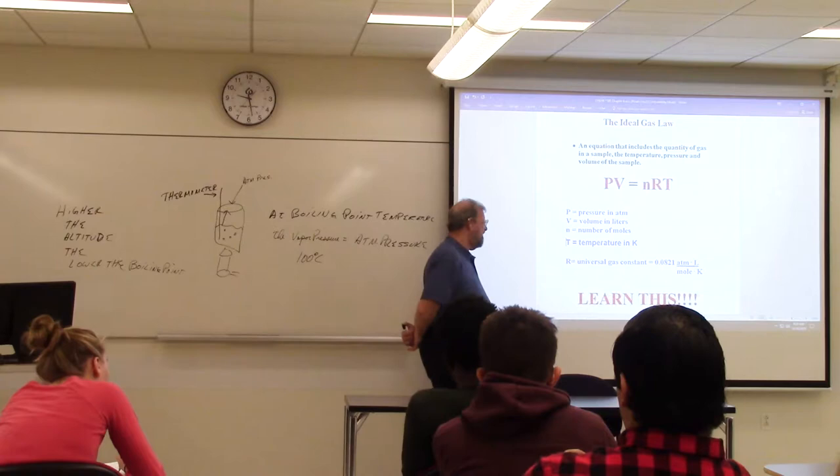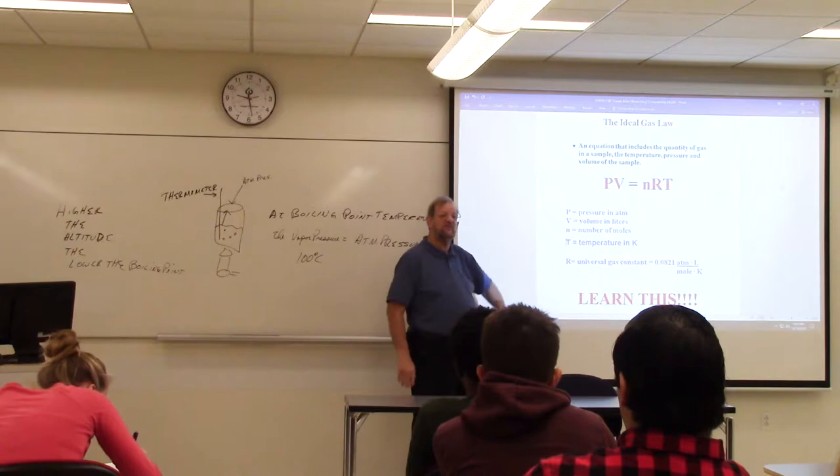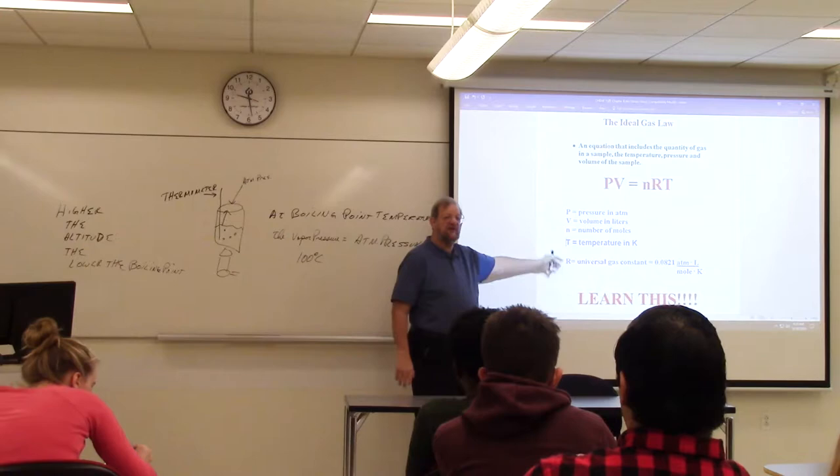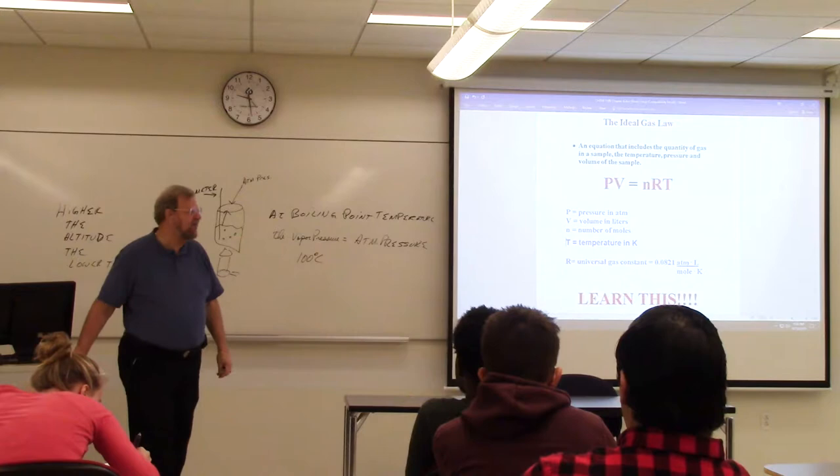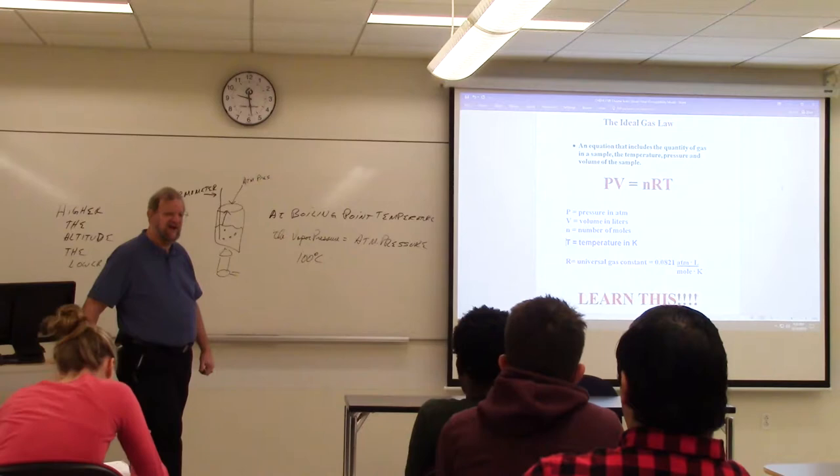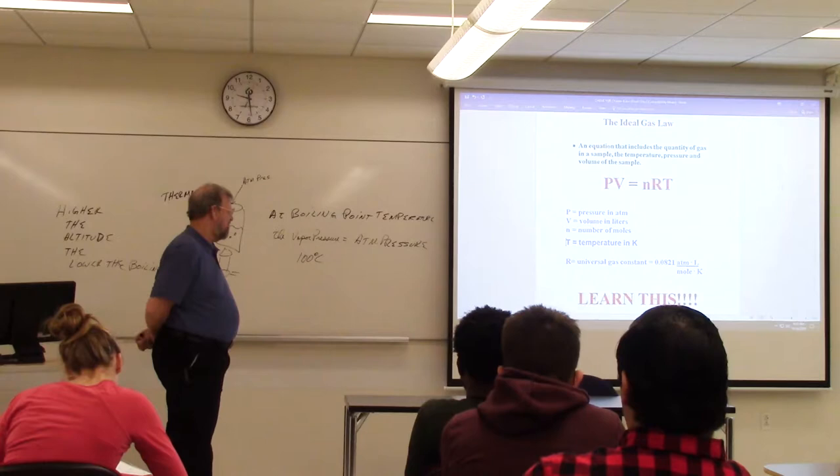Now, this is very important. In order for this equation to work, PV equals nRT, the different variables have to be in these units. If you use pressure in torr, it won't work. I will always give it to you in millimeters of mercury or torr, and you're going to have to know how to convert it to atmospheres, which we've already done, but we'll do a problem or two in a little while. And V is volume, in liters.